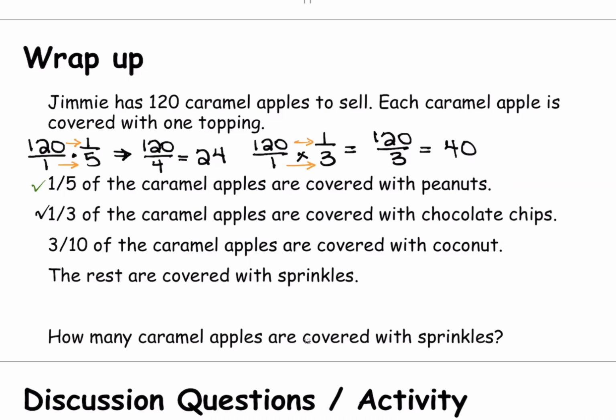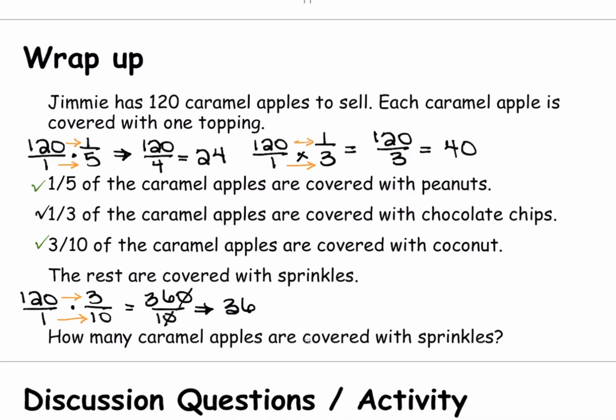Next, we have 3/10 of the caramel apples covered with coconuts. So that means we have 120 over 1 times 3/10. Multiplication of fractions goes straight across, and that gives us a value of 360 over 10. That simplifies down to 36 caramel apples that are covered with coconut. It says the rest are covered with sprinkles.